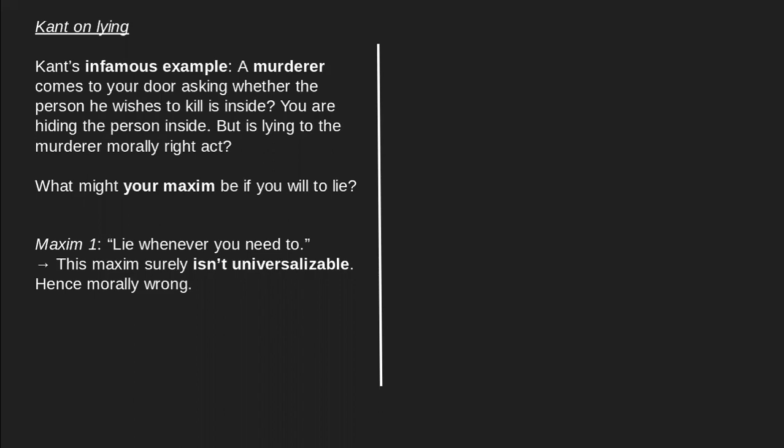Lie whenever you need to is against the Kantian categorical imperative, and it's against the universalizability criteria that we discussed in the last class. So it's morally wrong. You cannot use this maxim. It will be morally wrong.